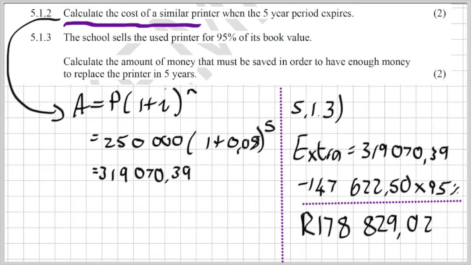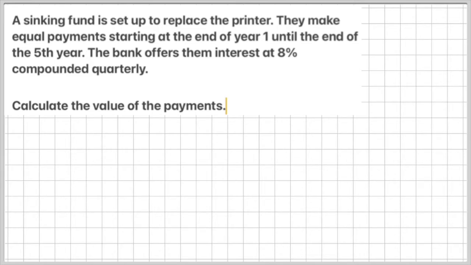At this moment of time, ladies and gentlemen, we are going to now go off on a tangent. So let me put a 5.1.4 in there. A sinking fund is set up to replace the printer. They make equal payments starting at the end of year 1 until the end of the 5th year. The bank offers them an interest at 8% per annum, compounded quarterly. Calculate the value of the payments.